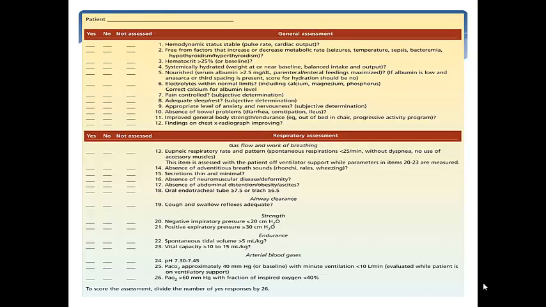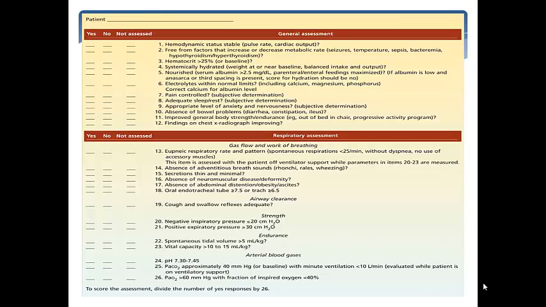This slide shows the 26-question Burns program checklist. For example, number 1 asks about the hemodynamic status, which would include stable heart rate, rhythm, and blood pressure without the use of vasoactive or any oral agents administered on an as-needed basis. Number 2, free from factors that increase or decrease metabolic rate: hematocrit greater than 25%, systemically hydrated, nourished, electrolytes within normal limits, correct calcium, pain control, adequate sleep or rest.